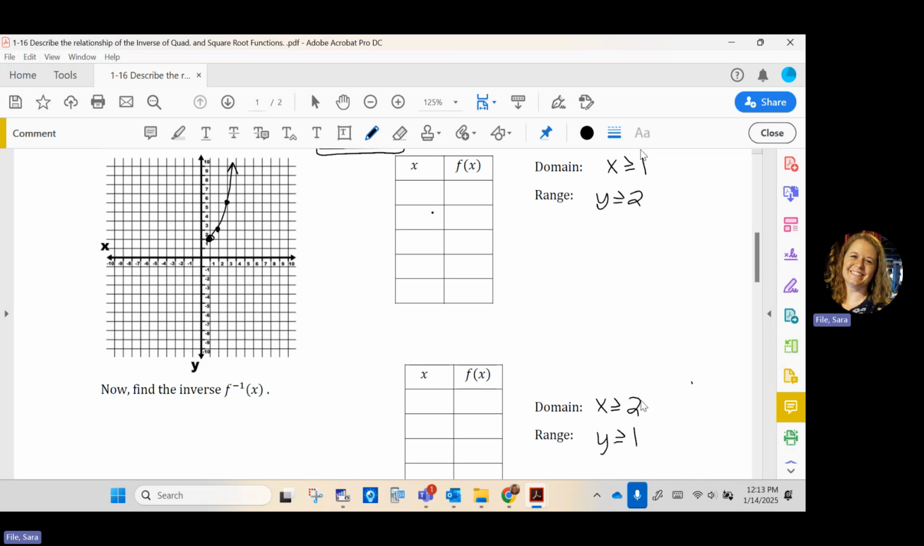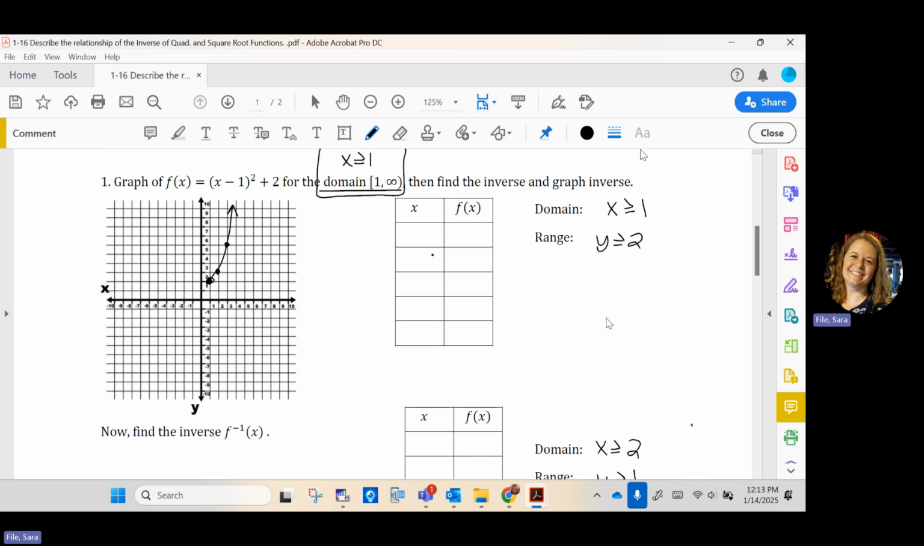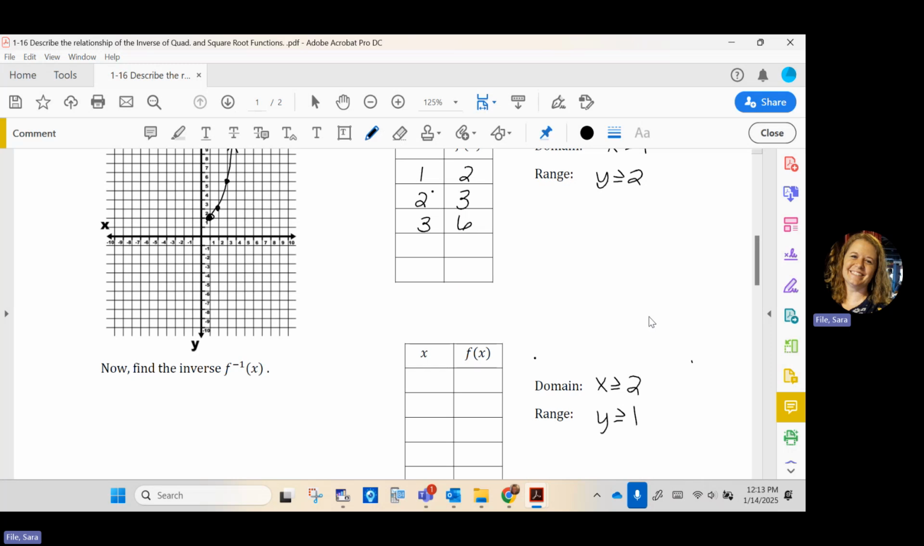Now the domain is greater than or equal to 2 for the inverse. Okay, I plotted these points. I didn't list them in the table, but if you want to, you can. This first point I plotted was at (1, 2). Then there was a point at (2, 3), and then a point at (3, 6). Those are the only ones I plotted. 3 is enough.